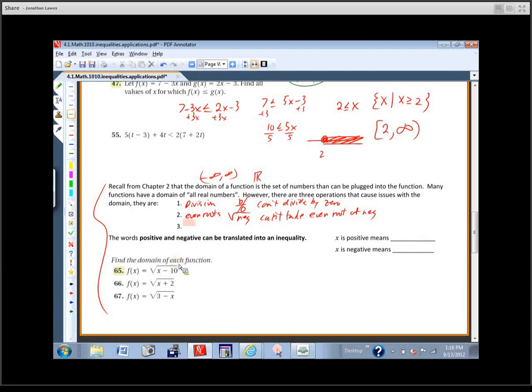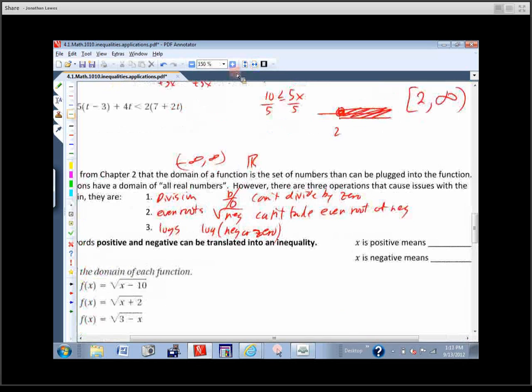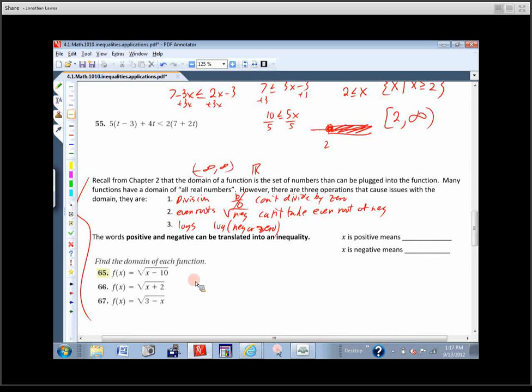Good? Okay, and the other one is logarithms. You can't take the log of a negative or 0. And I'm not going to spend much time on that one because we won't run into those until much later in the class. But just realize if you've got division, even roots, or logarithms, you better be really careful because you can't plug in any number you want.